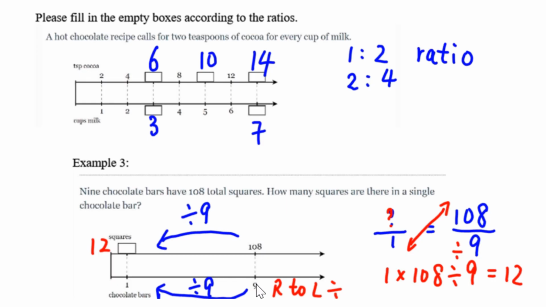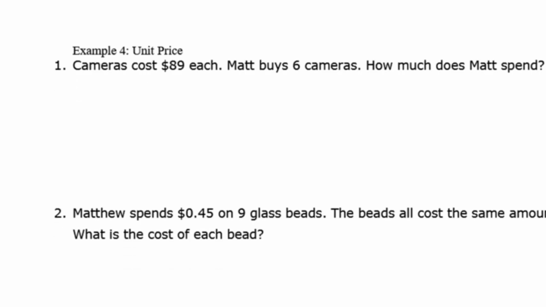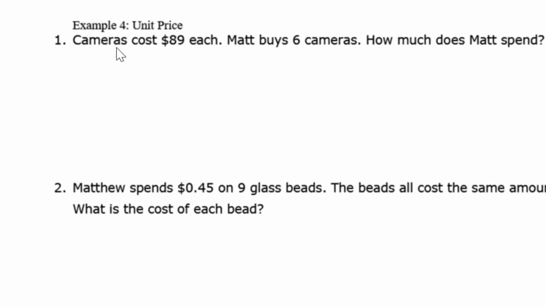We just put 9 chocolate bars, 108 squares, and ask you to figure out for one chocolate bar how many squares. So we could do the cross times and divide. So that is for example 3. Now we are going to see 2 more examples.